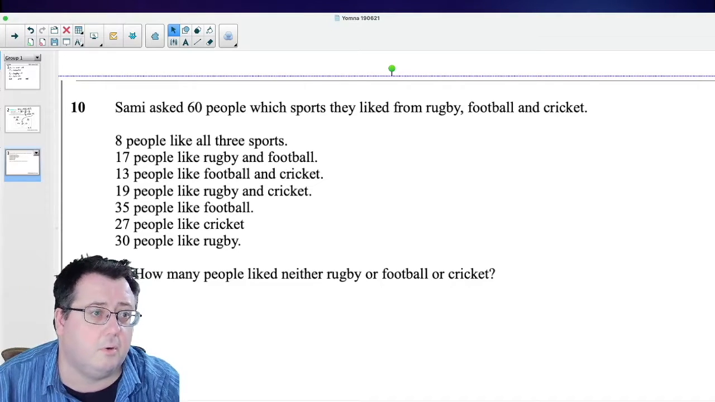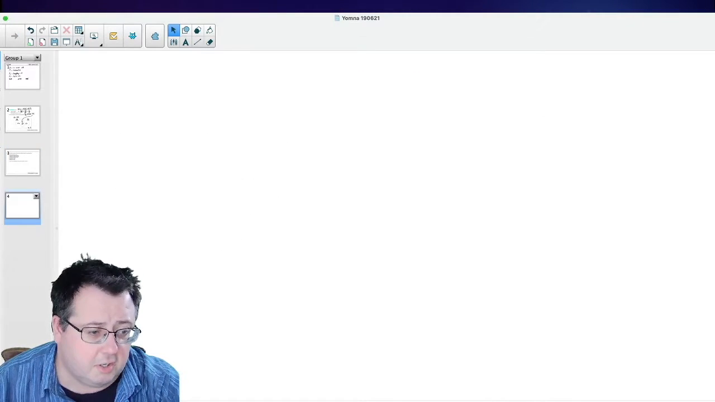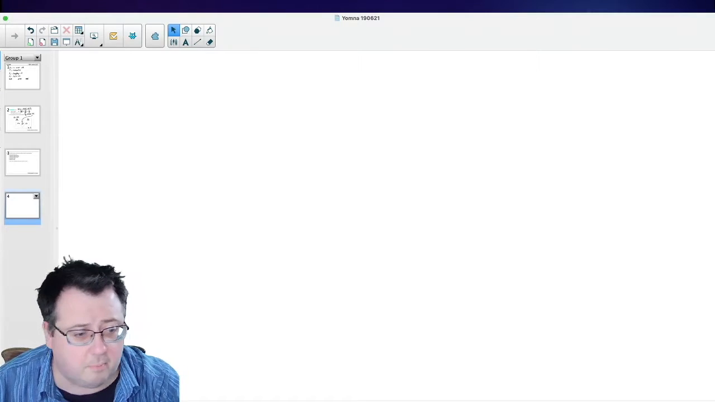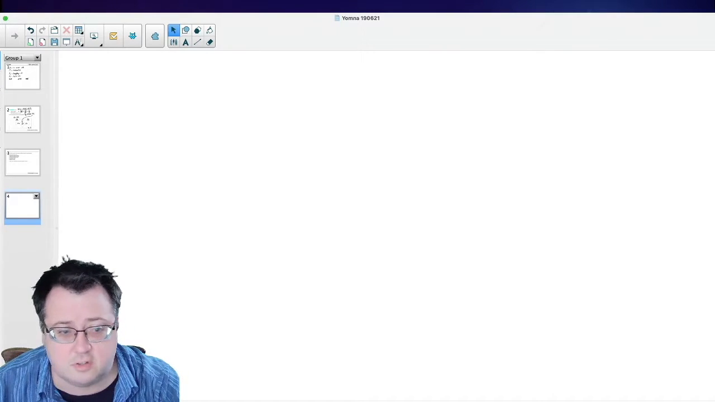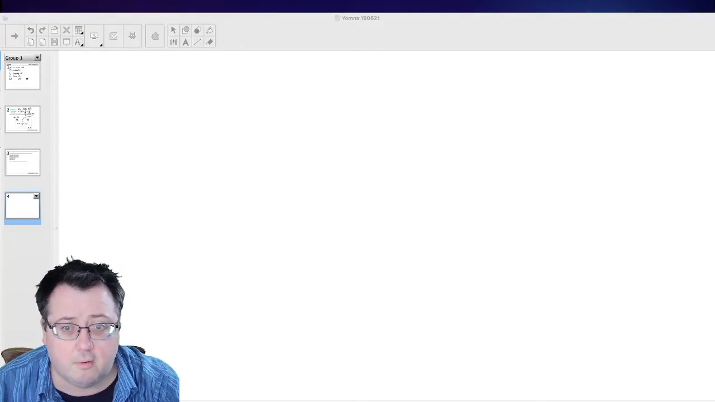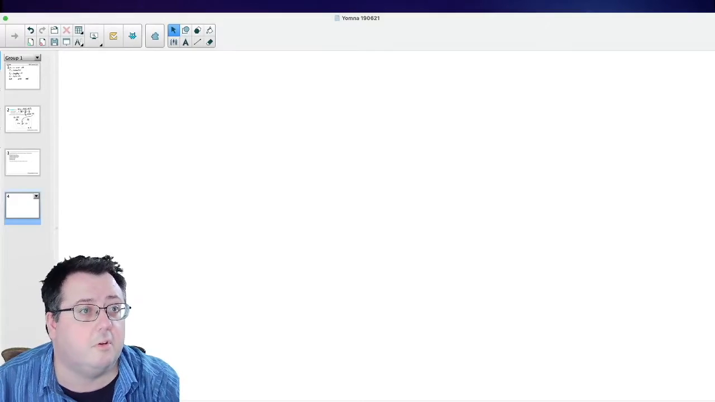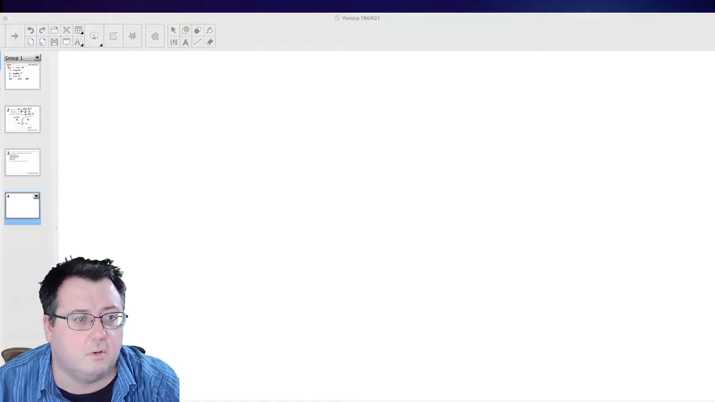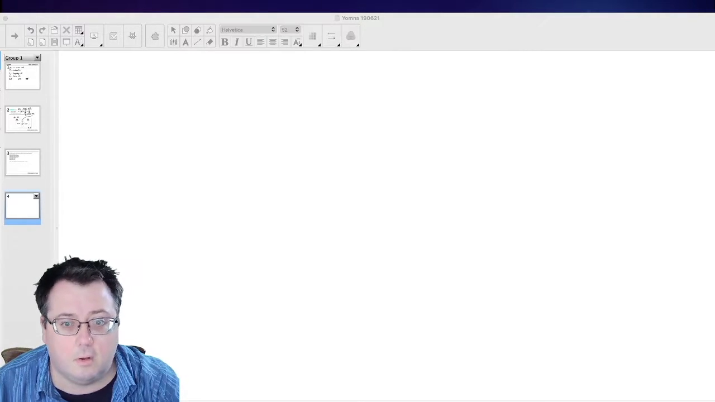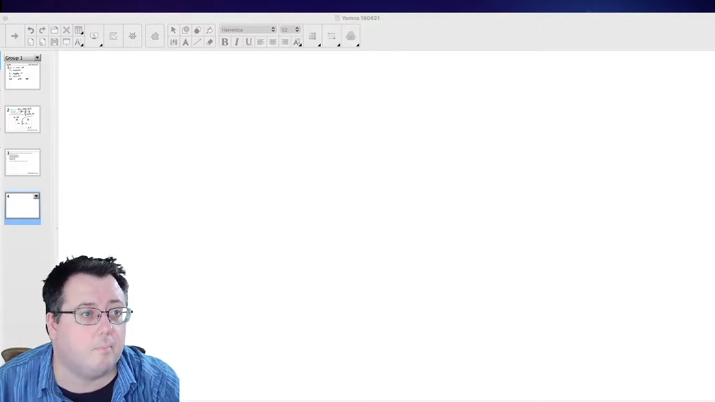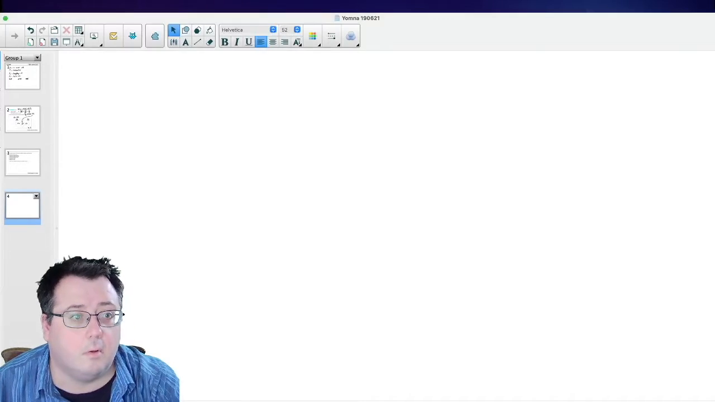Okay, and then I want a new page. And I want to go back to Venn diagrams if I can. So notebook, open recent, Venn diagrams. I want to copy that slide. Copy. And paste.